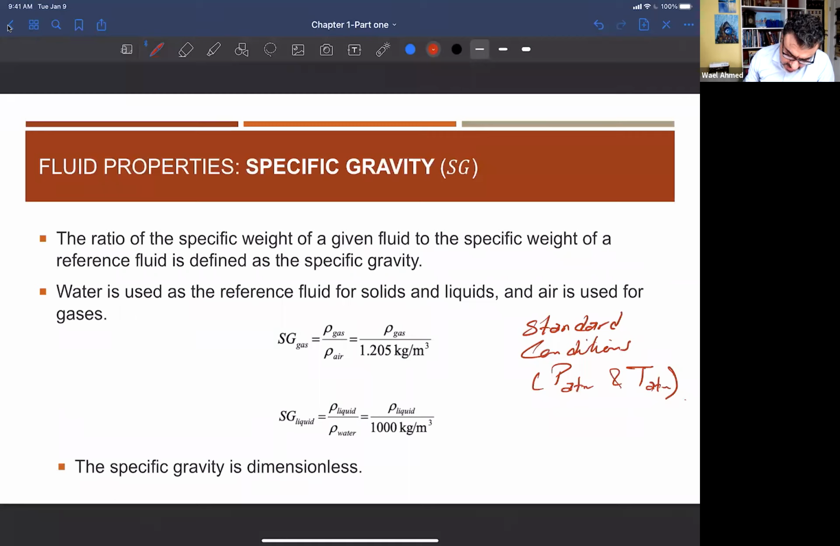Specific gravity is dimensionless because basically it is a ratio between density and density. So we can imagine that this is a dimensionless quantity. Many times you'll see specific gravity given for liquids, especially oils. It will tell you, okay, I have an oil of specific gravity 0.8. What does it mean? It means the density is about 800, because the density of water is approximately 1,000. So the density of this oil with specific gravity 0.8 is going to be 800.